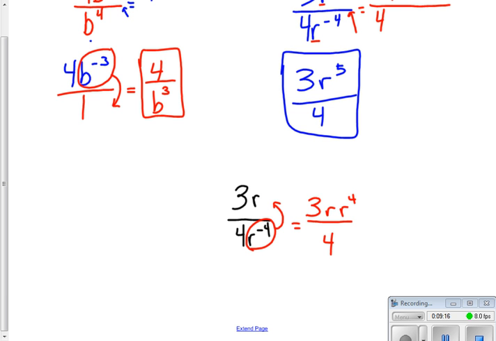Now if you look at this problem here, these r's on the top, that has an exponent of 1, are really all being multiplied up here. So when you multiply and they have the same base, you add those exponents. So these are multiplying up here on the top, so we can add the exponents, which gives me 5 over 4. And notice 3r to the 5th over 4 is the same with both techniques. This concludes Quotient of Powers.